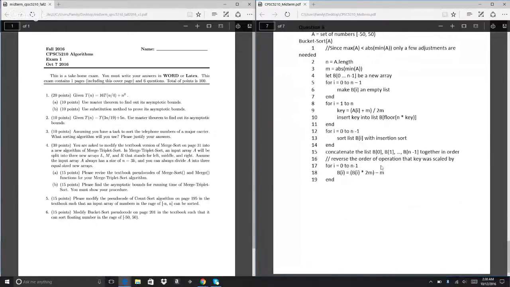So again, the trick is, because what you fed into B has been transformed, you need to untransform it, if you will. You need to reverse the order of operations that the key variable was scaled by to get back to the original values of A.